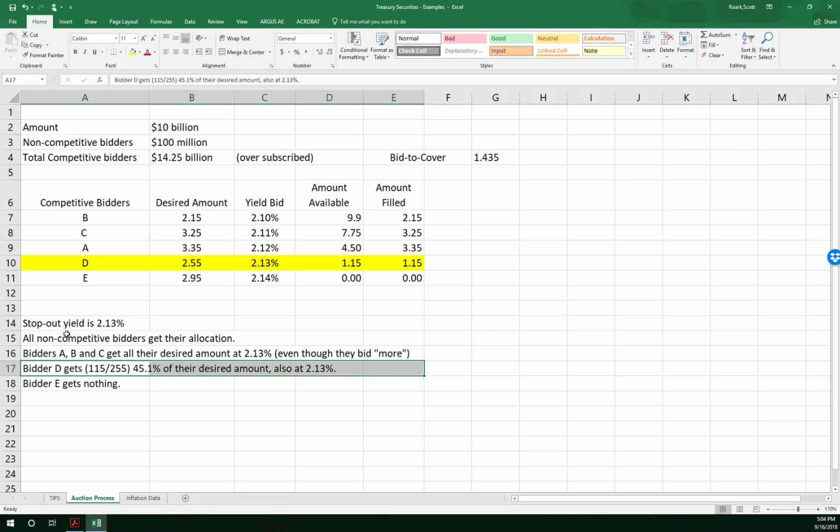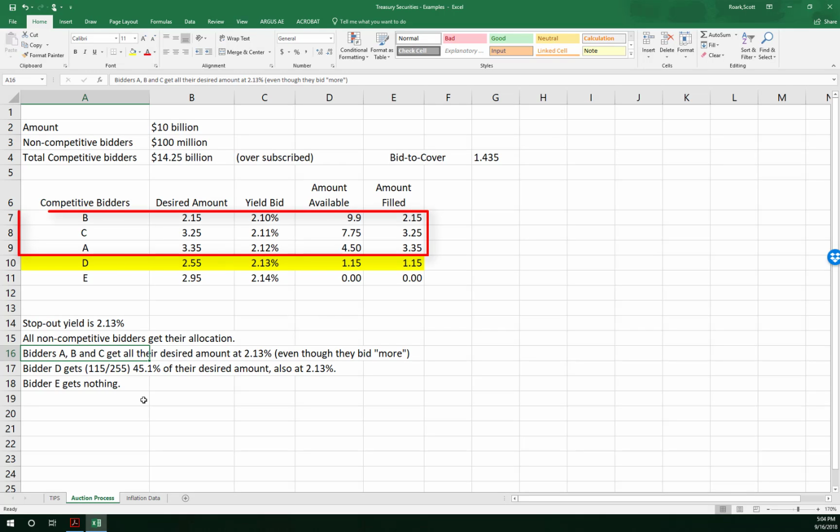So let's just march through this real quick and make sure we hit all the highlights. The stop out yield is 2.13%. That's determined by the group where we run out of allocation, run out of securities. All non-competitive bidders get their allocation, so those people up there are taken care of. Bidders A, B, and C all get what they want, and they get it basically with this 2.13% yield.